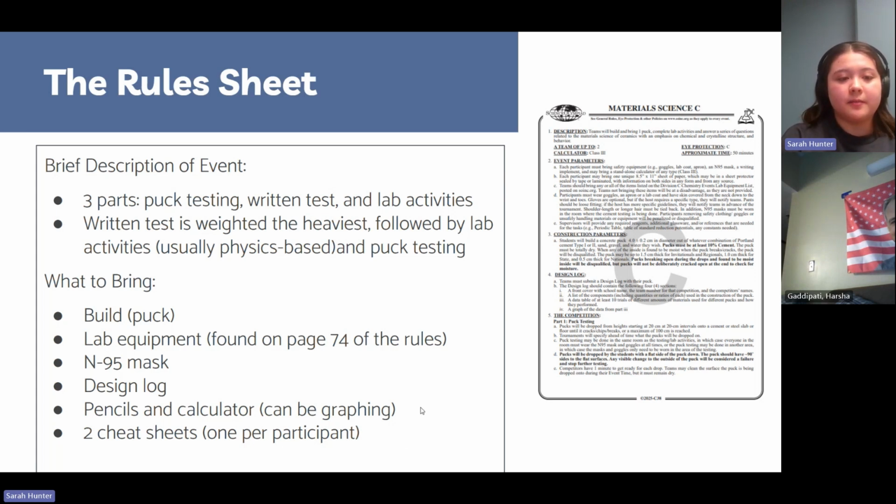I do recommend with cheat sheets putting them in a plastic sleeve, like a protective sleeve, and then taping it at the top, just in case in your lab you're working with water or other liquids, so that you don't damage your cheat sheet and the ink doesn't smudge. Make sure you can read it properly during the whole event.